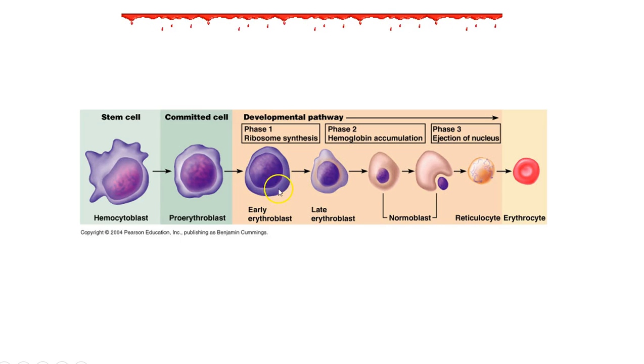So here's a picture of what I just went through. Here's your hemocytoblast going through the different stages. It's making hemoglobin. The ribosomes are making hemoglobins. We're still in the bone marrow here. It extrudes the nucleus. Here's a reticulocyte, and then you have a mature red blood cell, which is loaded with that hemoglobin.